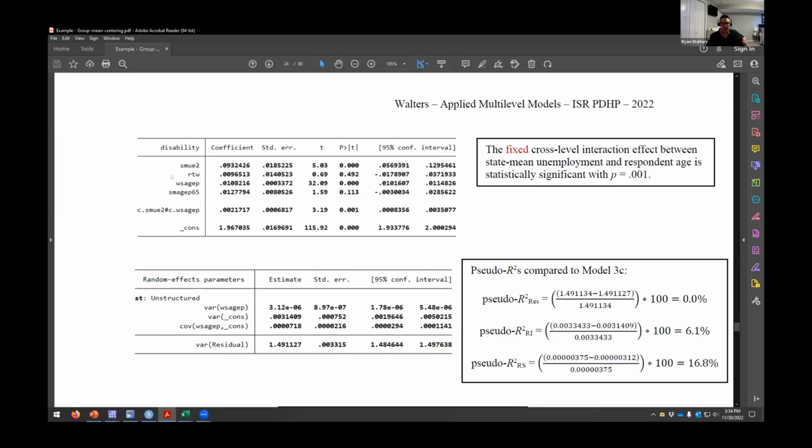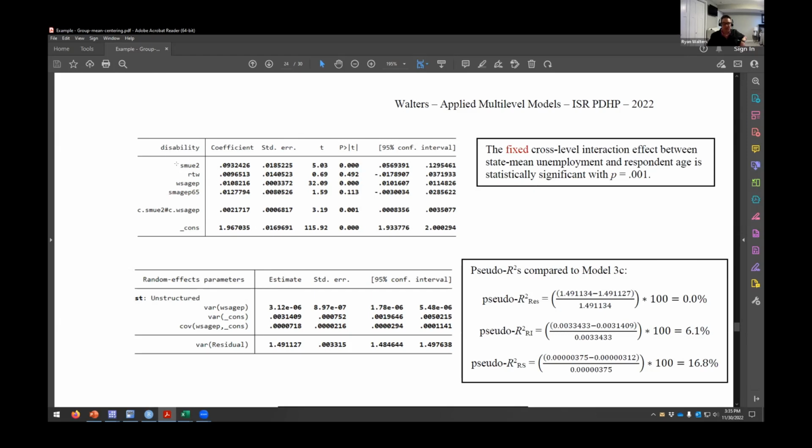being 1 year older relative to people in your own state was associated with a disability score increase of 0.0108. If you live in a state in which there's 3% unemployment, this effect of being 1 year older than people in your own state increases by 0.002 points.